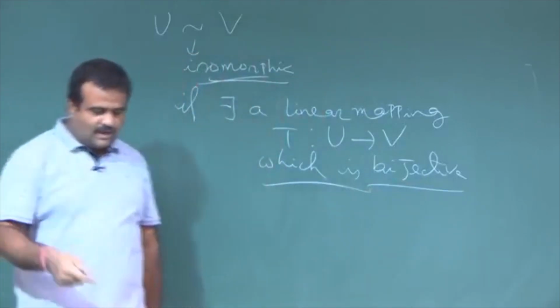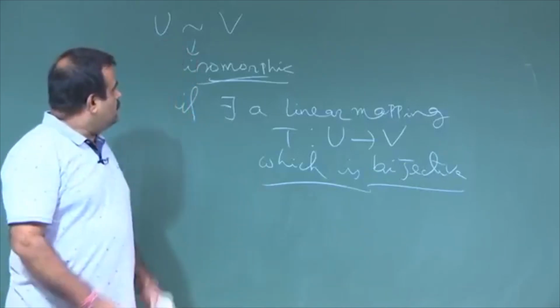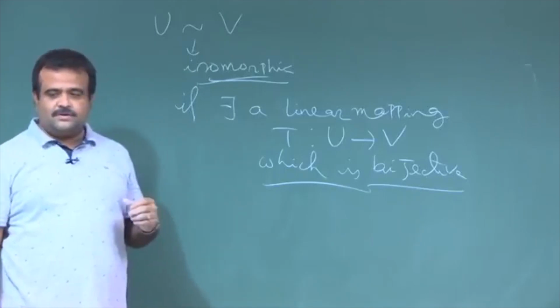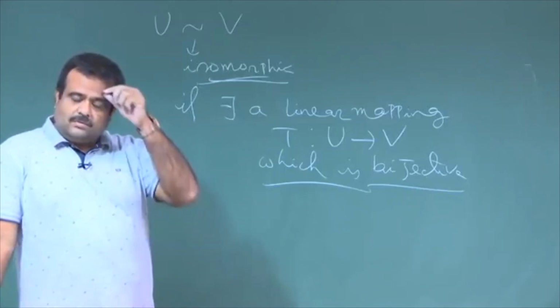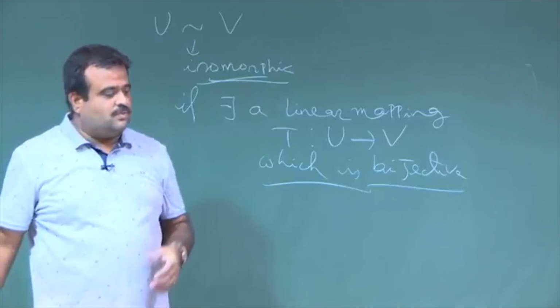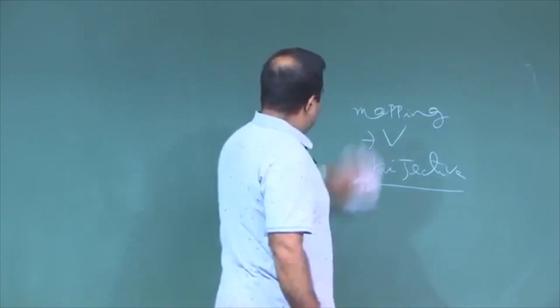Okay. Now, we have some theorem. If U and V are isomorphic, then they have the same dimension, and conversely, if they have the same dimension, then they have to be isomorphic. So, we will just write the theorem in a proper way.